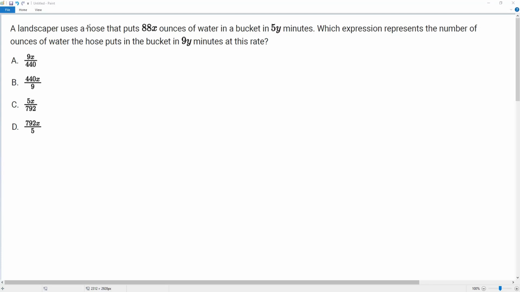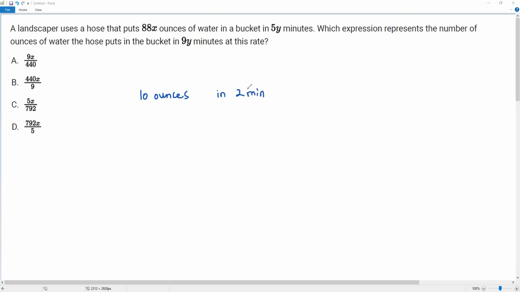A landscaper uses a hose that puts 88x ounces of water in a bucket in 5y minutes. Which expression represents the number of ounces of water the hose puts in the bucket in 9y minutes at this rate? Okay, let's assume the hose puts 10 ounces of water in the bucket in 2 minutes.